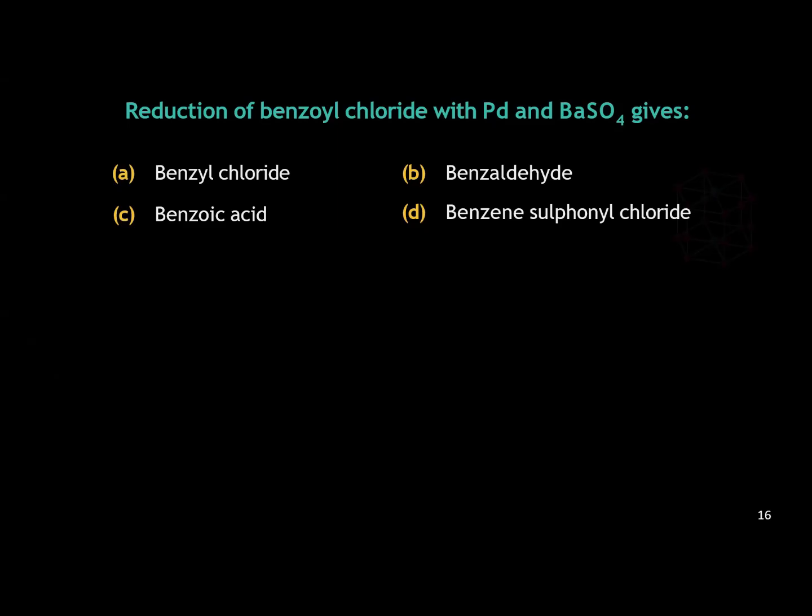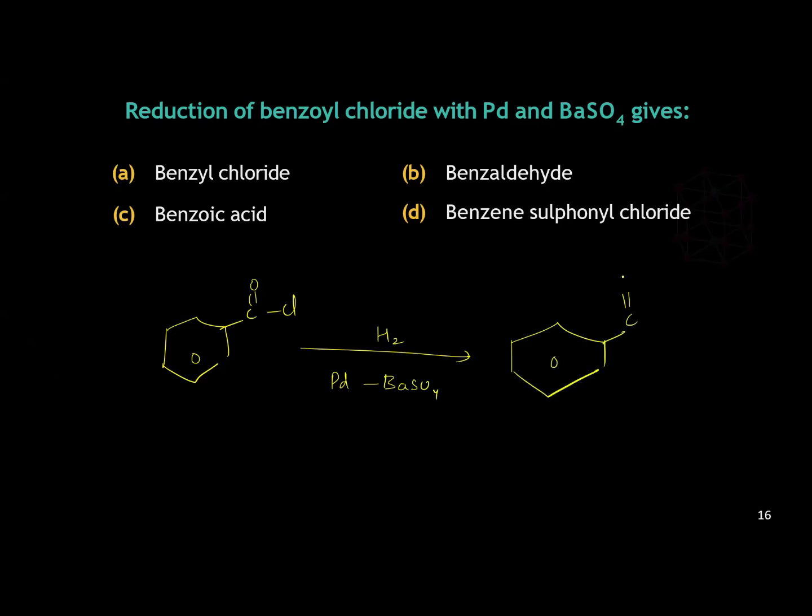If you remember what happened in the Rosenmund reaction, there is a benzene with a C double bond O, Cl. That is benzoyl chloride. In the presence of hydrogen, palladium, barium sulfate, that will be converted into the aldehyde. So here, what will be the answer? Option B. Next one.